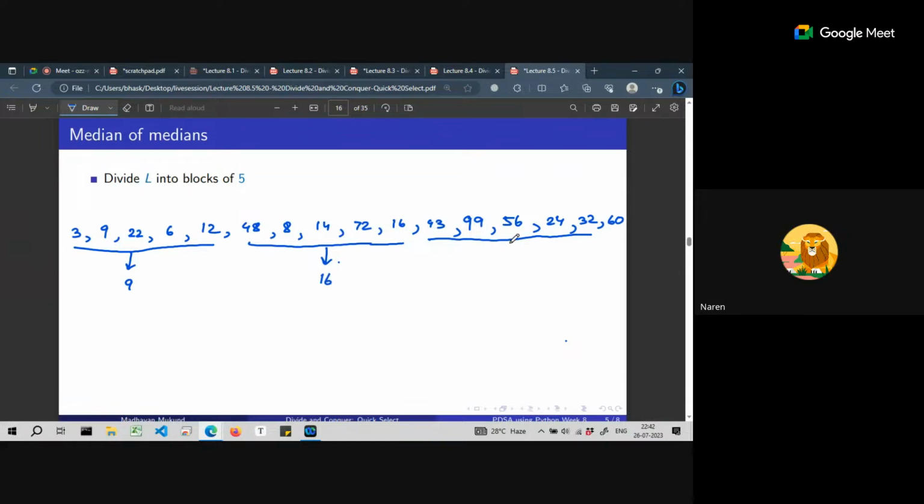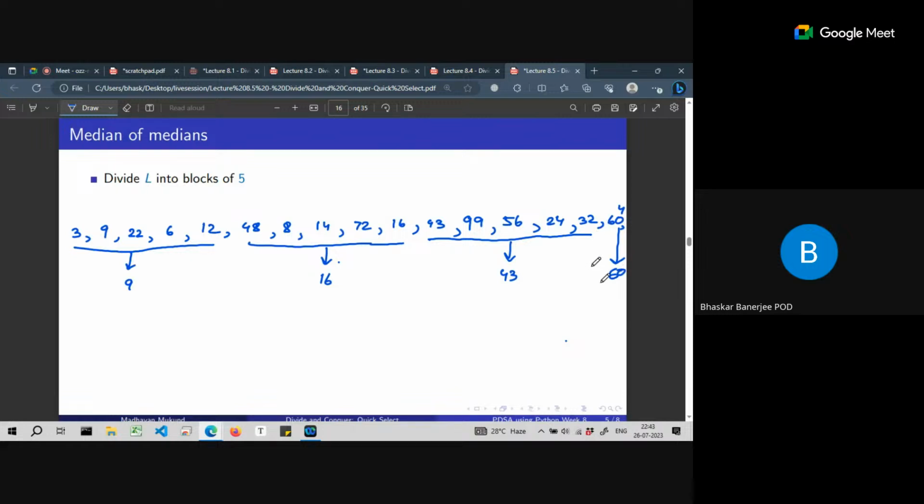24, 32, 43. 43 is the median. Directly take 60. If I had two terms, let's say 60 and 4, I would simply take 4 and 60, sort it. After that, I'm considering the upper half. So you can consider 60 as whatever. Basically, consider one of the terms.